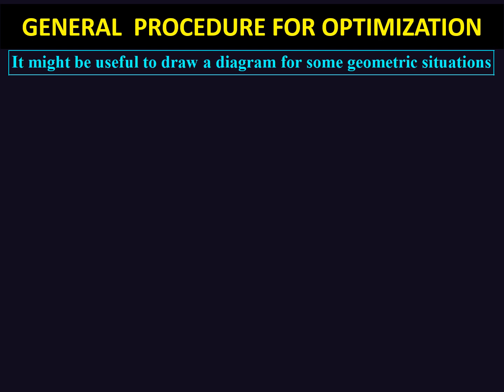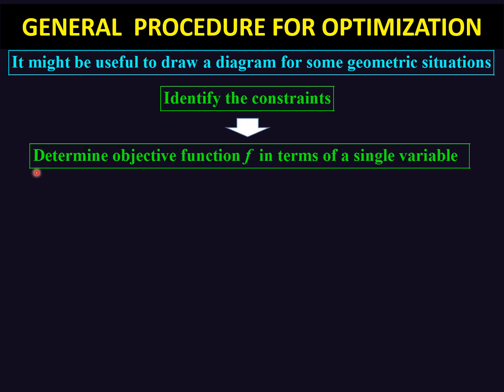Now, let's look at the general procedure for doing optimization. Before we do the general procedure, sometimes you have geometric problems. If diagrams are not given for these geometric situations, it is very useful to draw a diagram to assist you. First of all, in the problem, identify the constraints, identify the given information. Then what is crucial is to determine an objective function that needs to be optimized. But what is essential is that this objective function must be in terms of a single variable.